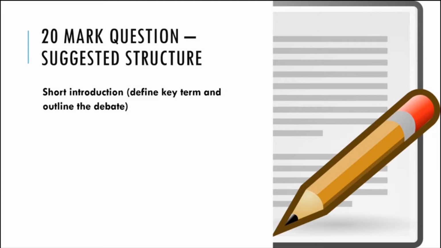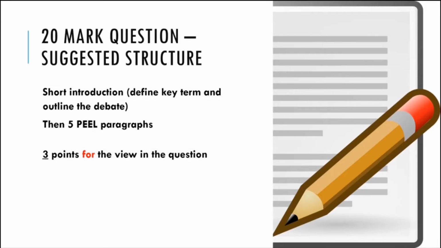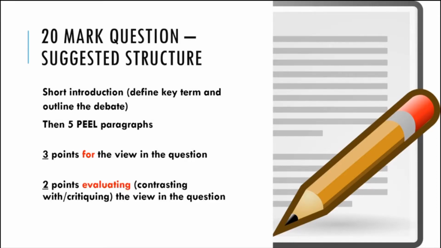Okay, so how should you structure the question? You should start, we advise, with a short introduction where you define the key term and you outline the debate at hand. You then need 5 PEEL paragraphs. As you probably know, by PEEL we mean point, evidence, explain and link back to the question. Your 5 paragraphs should contain 3 paragraphs for the view in the question and 2 points evaluating or going against the view of the question. You should then finish off with a short conclusion with a final verdict.